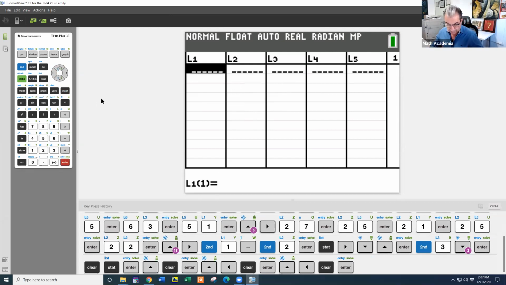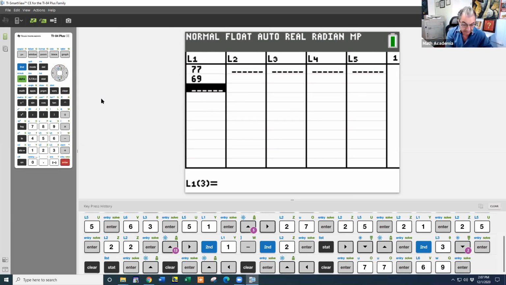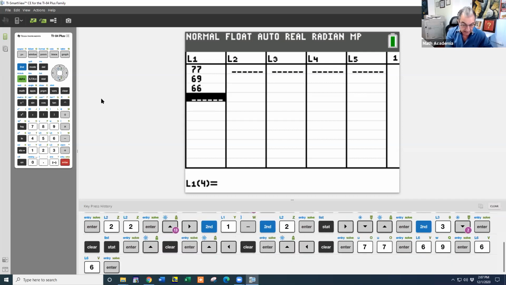So you enter the befores in L1. So we have 77, then we have 69, then we have 66, then we have 72, then we have 69.